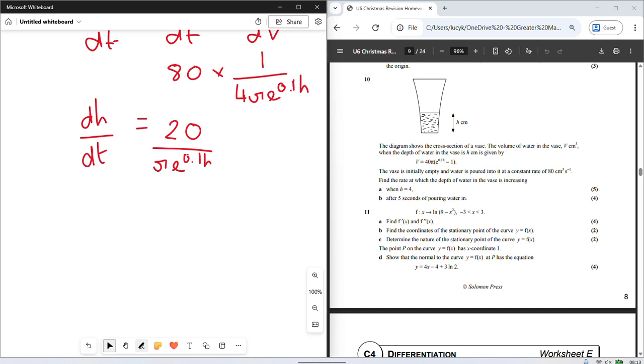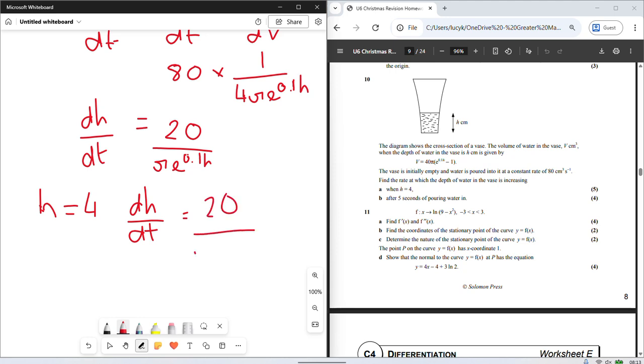So h is equal to 4. So that means dh by dt will be 20 over pi e to 0.1 times by 4. So that'll just be 0.4. And then you just need to put that in your calculator. It's not going to give you a very nice number. It'll give you 4.27.